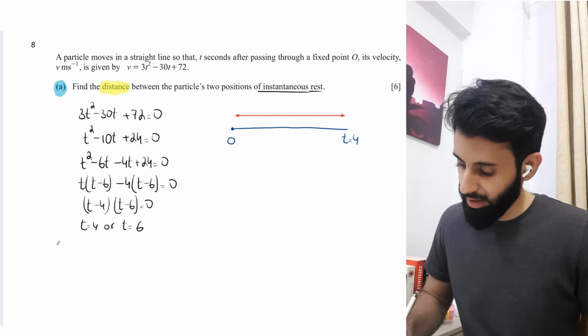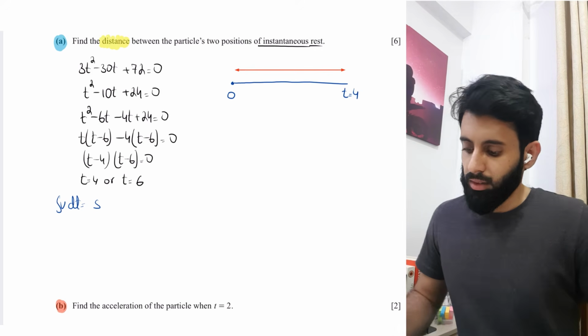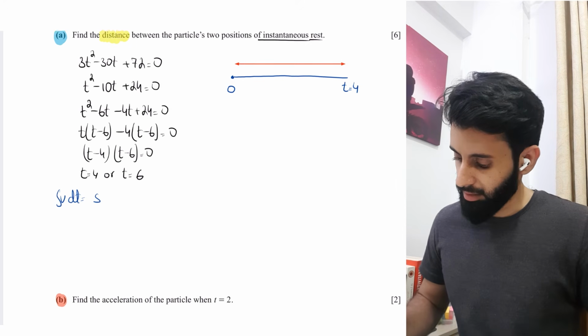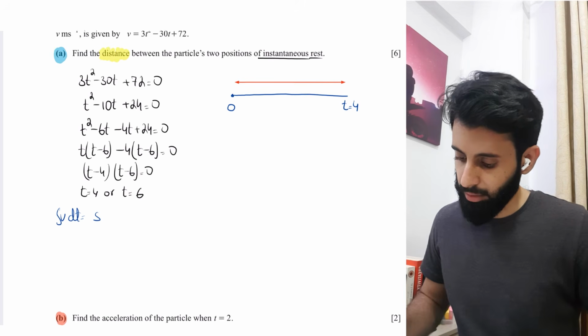Okay, so I'm going to integrate velocity with respect to time. So that's going to give me s. So now we need to integrate velocity with respect to time. So let's write down the equation for velocity that we have.